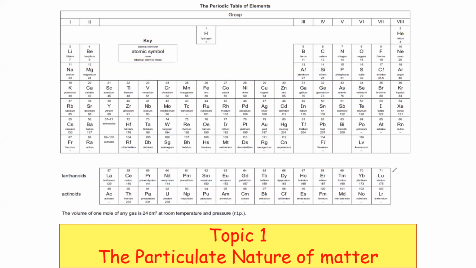So for example, if in a question the mass was not given, then how can you work out the mass? In that case, you will use a periodic table. On your screen, you can see a periodic table, and this is the actual periodic table which you will find in the exam as well.